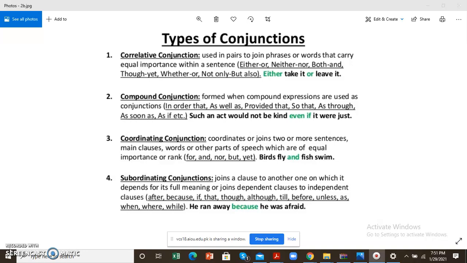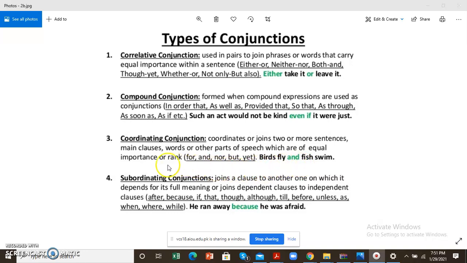So after having a view over correlative conjunction and compound conjunction, I would like you to quickly have a look at the coordinating conjunction and subordinating conjunctions. Coordinating conjunction joins two or more sentences, main clauses, words or other parts of speech which are of equal importance, or rank: for, and, nor, but, yet. Birds fly and fish swim. So this way you are explaining by using coordinating conjunction.